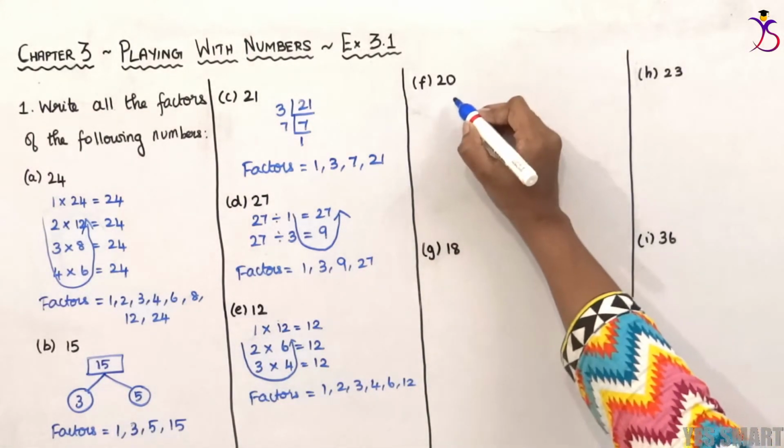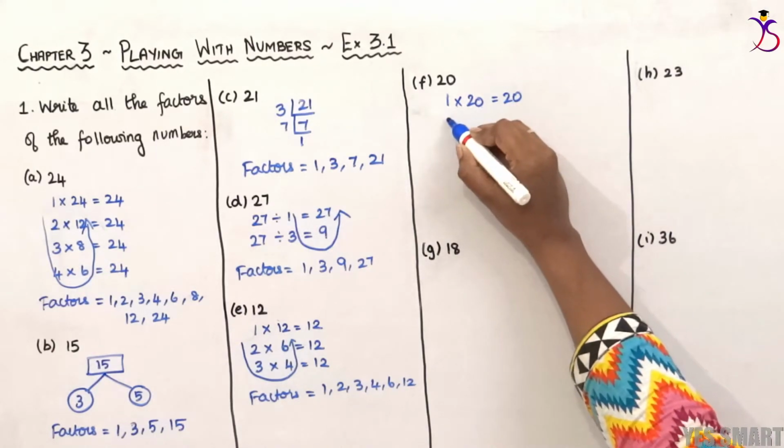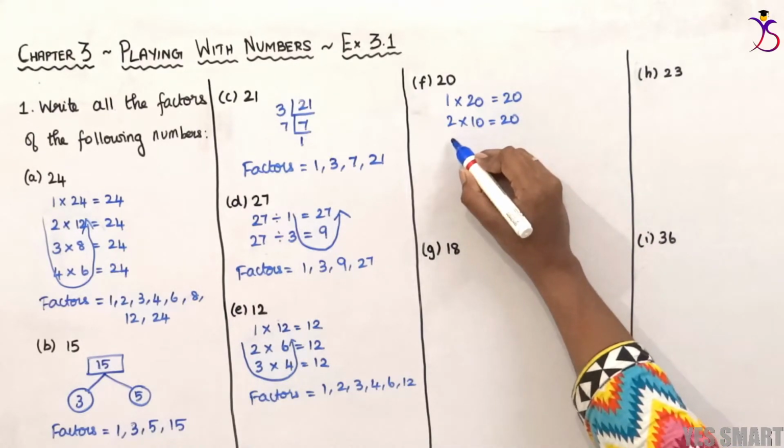20. Let's start from 1. 1 into 20 equal to 20. After 1 we have 2. So 2 tens are 20. After 2 we have 3. 20 is not divisible by 3.